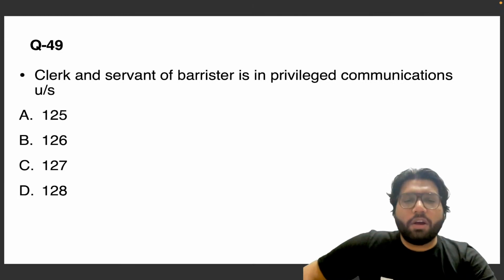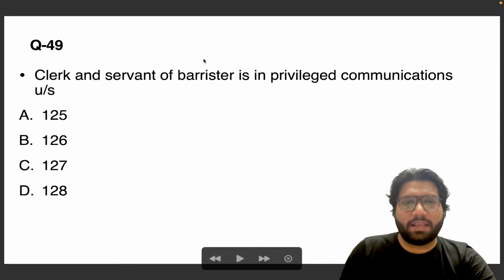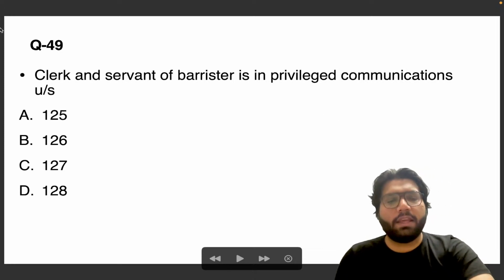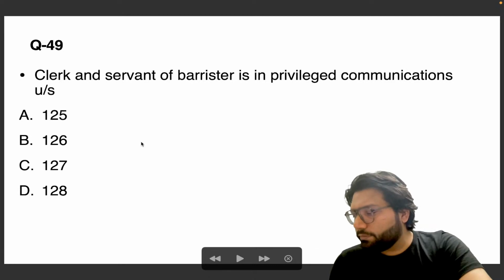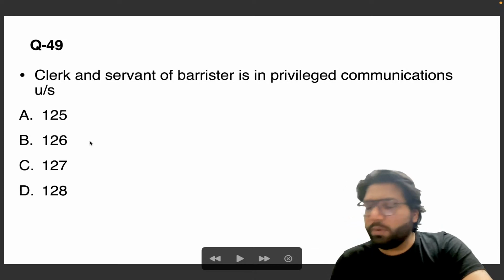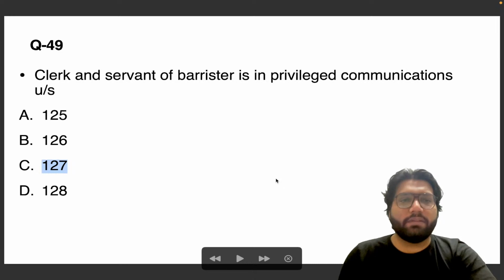Clerk and servant of barrister is in privileged communications under section. क्या बैरिस्टर के क्लर्क और सर्वेंट भी प्रिविलेज कम्युनिकेशन में आते हैं? कौन से सेक्शन में आते हैं? बहुत बढ़िया. सपना, अमित एंड आदर्श, टॉप 3 टू आंसर. स्टूडेंट 126 में तो कौन आएगा? बैरिस्टर आएगा. और क्लर्क और सर्वेंट किस में आएंगे? 127.